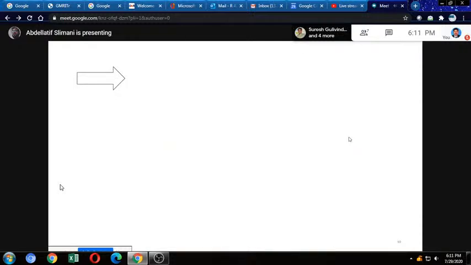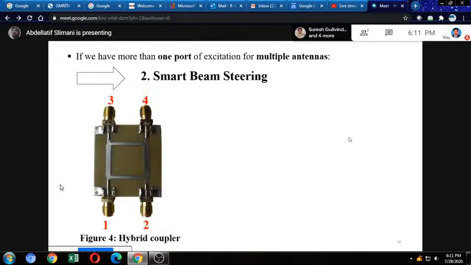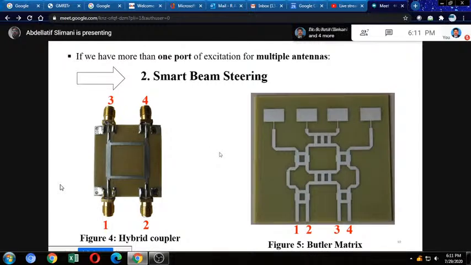The second case is the beam steering characteristic. Here, if we have more than one port of excitation for multiple antennas, so a lot of ports of excitation, we talk about smart beam steering. I give this example. In figure 4, we have a hybrid coupler with 2 inputs and 2 outputs. And in figure 5, we have an example of a Butler matrix.